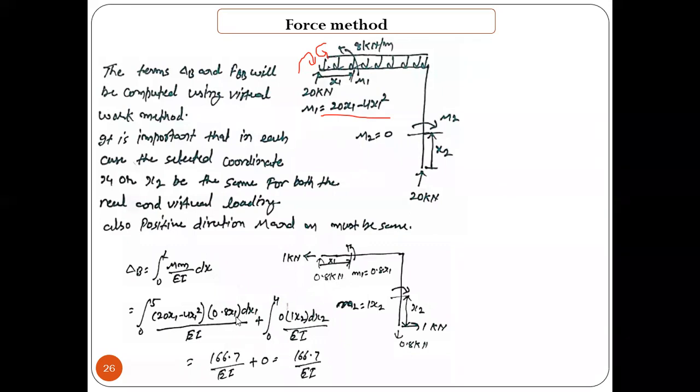So 0.8 x1 dx1 by EI, plus 0 to 4 for the column segment, M2 is 0, x2, 1 x2 dx2 by EI. So this value comes out to be 0. Just solve this and you will get the value of delta B, which is 166.7 divided by EI.